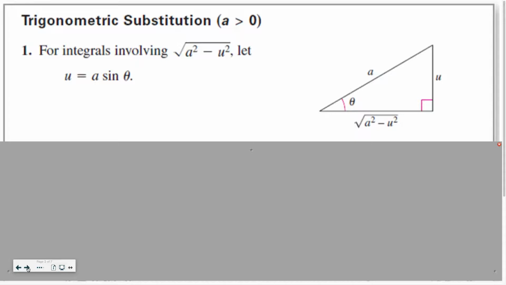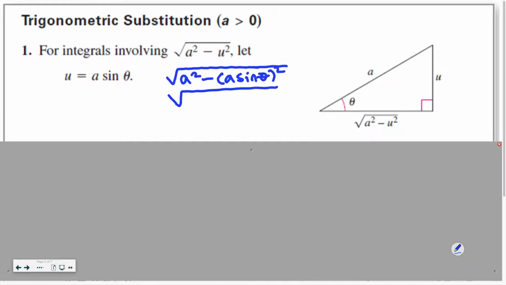If we have a square root of a squared minus u squared, and u could be an x, maybe it's like a 4x, we don't really know. Let me just watch me for a second, and then I'll give you an opportunity to write down what I want you to write down. If we let u equal a sine theta, then watch what happens.